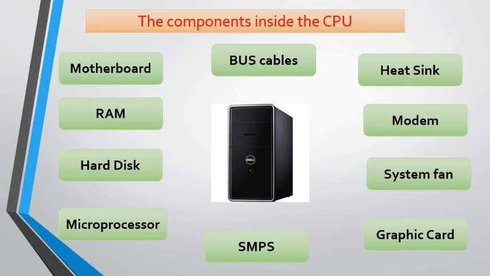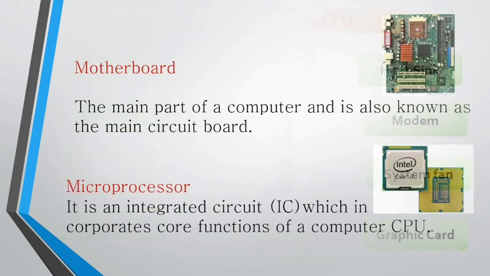Here you can see the components inside the CPU: motherboard, RAM, hard disk, microprocessor, SMPS, graphic card, system fan, modem, heat sink, bus cables. Motherboard, the main part of a computer and is also known as the main circuit board. Microprocessor, it is an integrated circuit which incorporates core functions of a computer CPU.